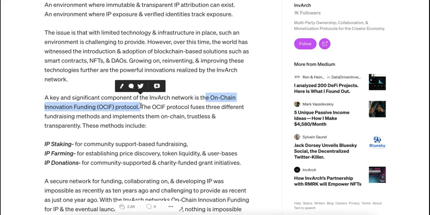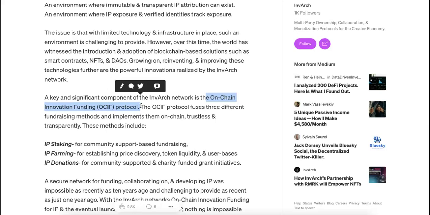And so this OCIF has a few methods to solve the problems we just mentioned. For example, the IP staking, that's for community support-based fundraising. One example would be the dApp staking in the Astar network. So, for example, if you want to support one project, then you can just stake your token on that dApp. You don't need to stake on others, just stake on the dApp. When you get the rewards, some of that reward will be used to support the project. So that's IP staking. You can stake your IP token.